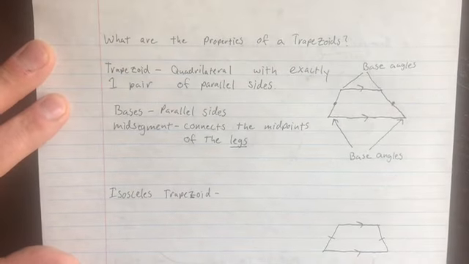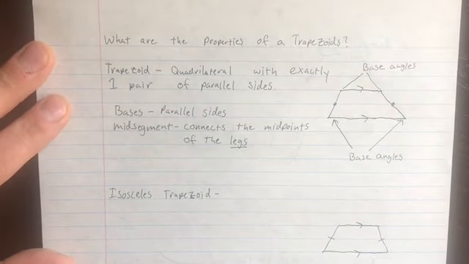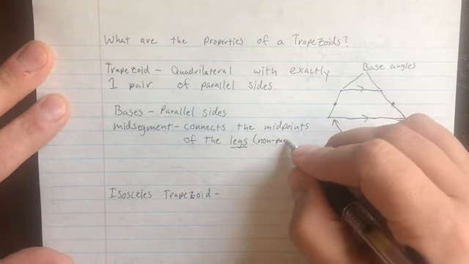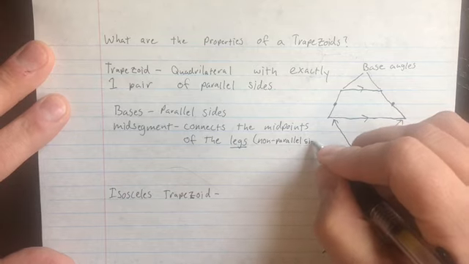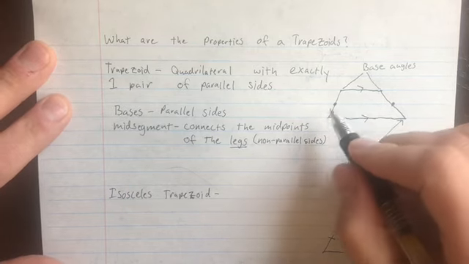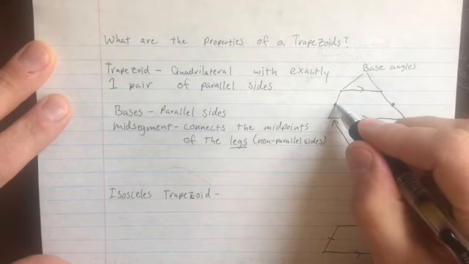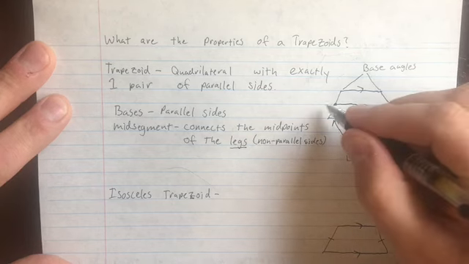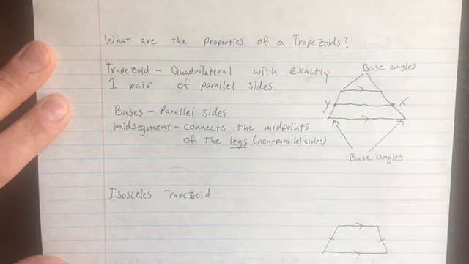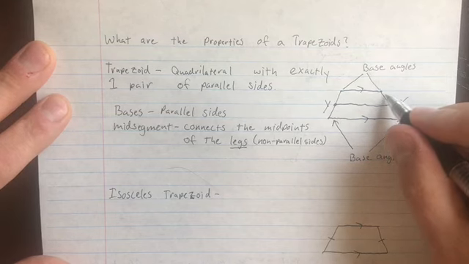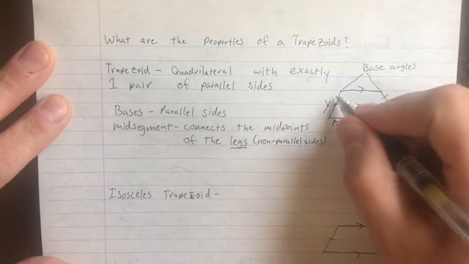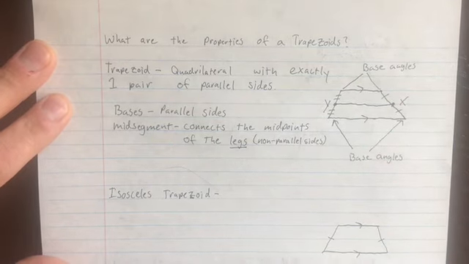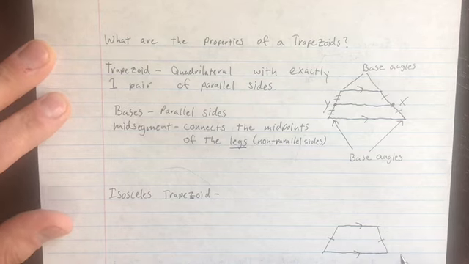Notice I introduced a new term there with legs. The two legs, those are the non-parallel sides. So here is my midsegment. These two points, X and Y, those have to be midpoints. Thus, this little leg is cut in half, and this leg is also cut in half. So X and Y are midpoints. And that's kind of the main things we have with our trapezoid.